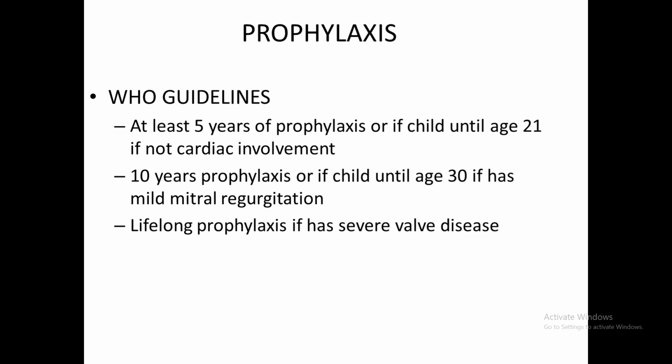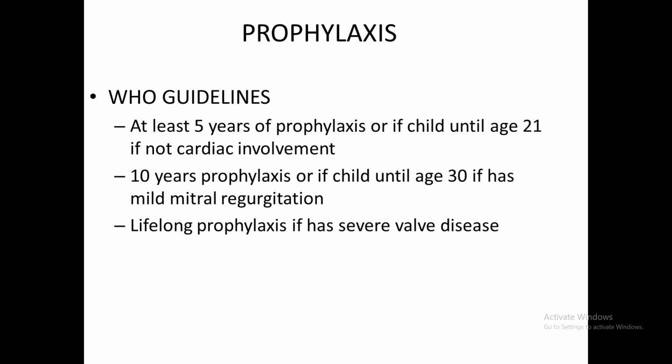10 years of prophylaxis, or until the child reaches the age of 30, if there is evidence of mitral valve disease. It is double. 10 years of prophylaxis, continuous benzathine penicillin monthly, or until the child's age is 30 years. Until that time it should be given continuously.